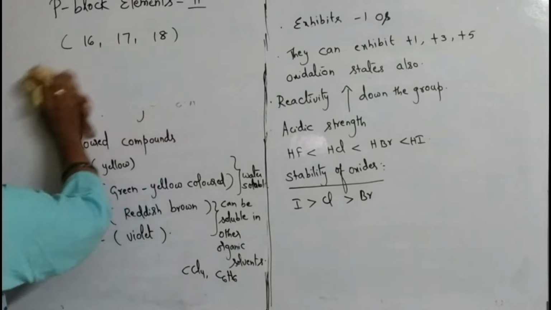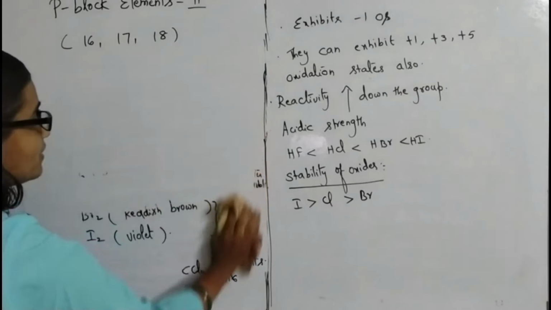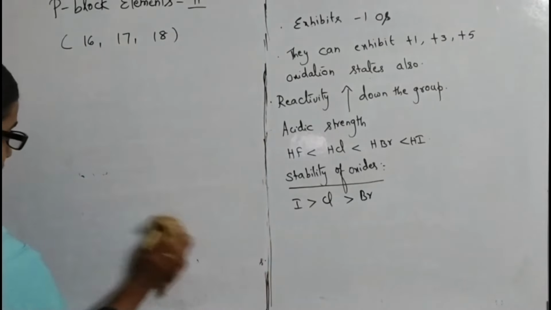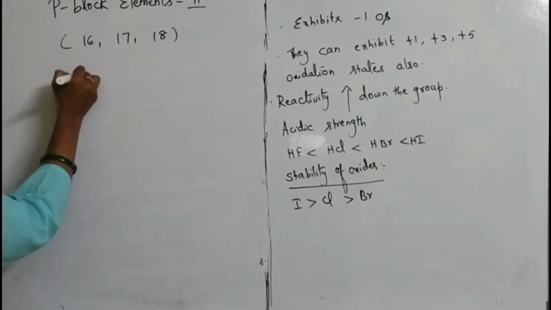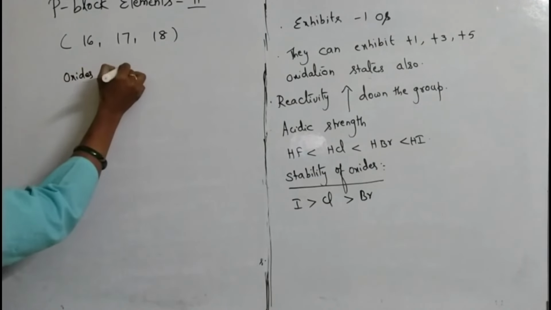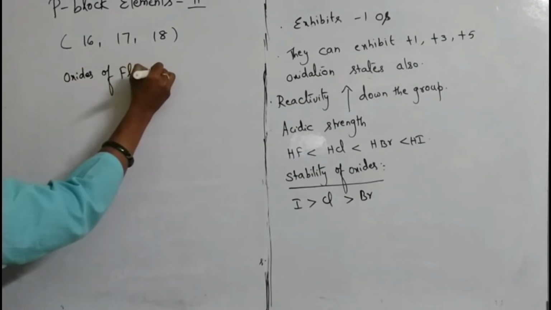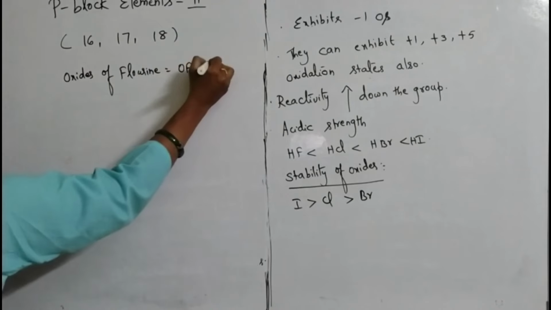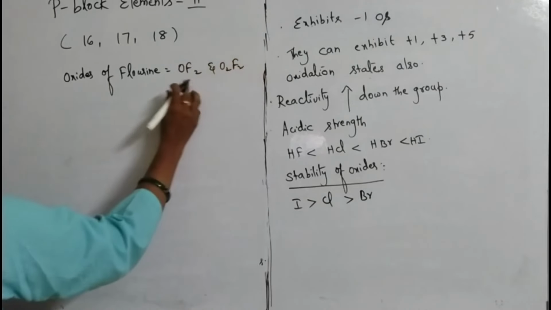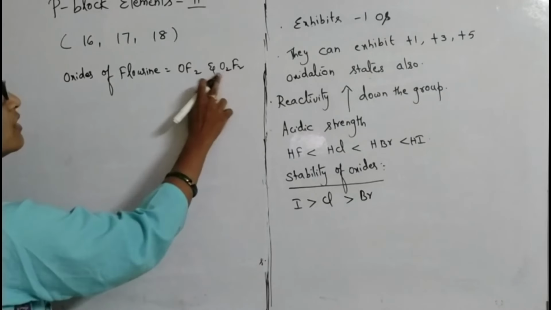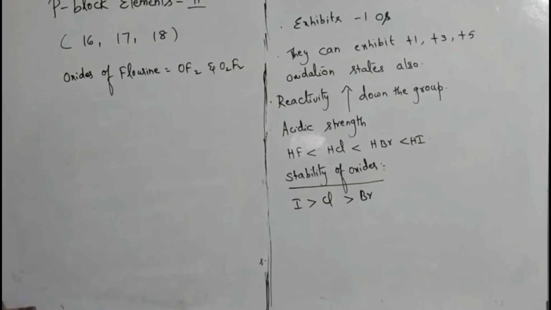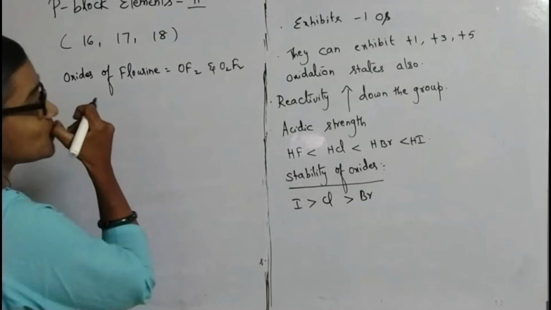Next, for oxides of fluorine, you especially have to learn about OF2 and O2F2. Dioxygen difluoride is O2F2, oxygen difluoride is OF2. So in these two oxyfluorides, oxygen exhibits +1 and +2 oxidation states.